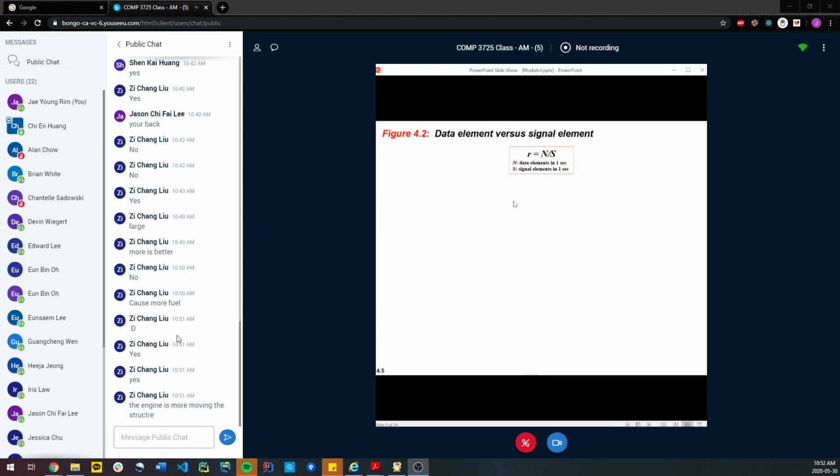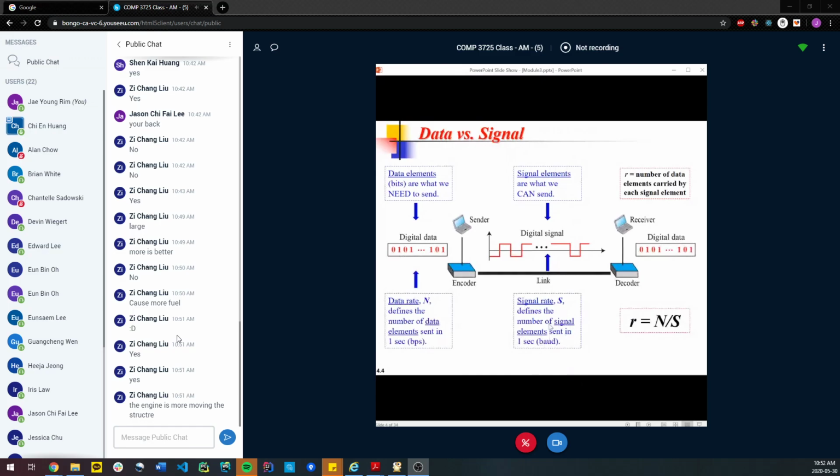R equals n over s, where n is the data rate and s is the signaling rate. I should mention that the signaling rate, the number of signal elements in 1 second, is also known by units called baud, B-A-U-D. For those of you who were around in the early days of dial-up modems, you might have seen 1200 baud modems, 2400 baud modems, not bits per second. We equate that to bits per second because we assume that one baud is carrying 1 bit.